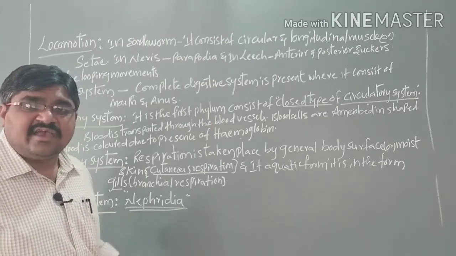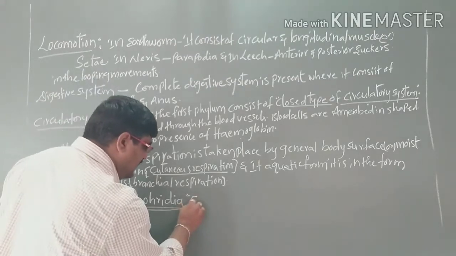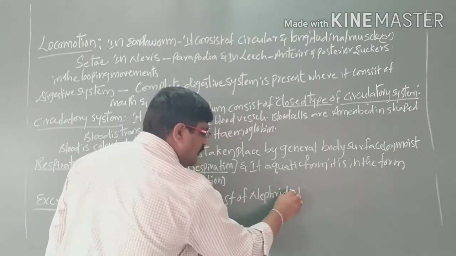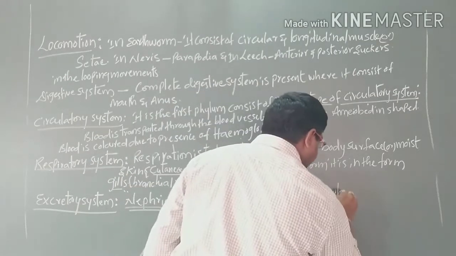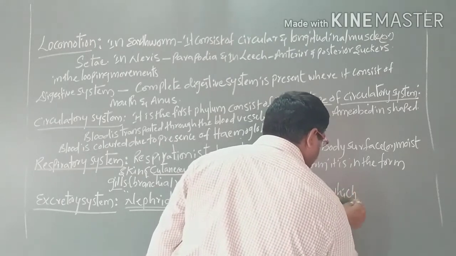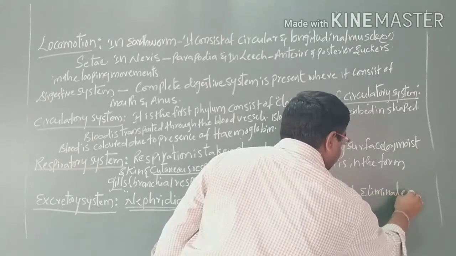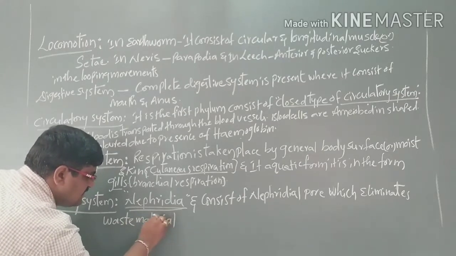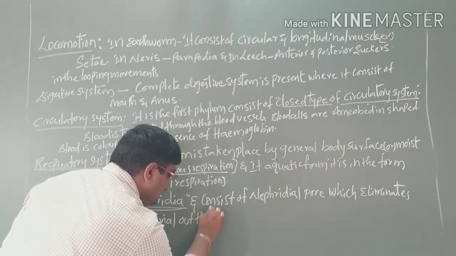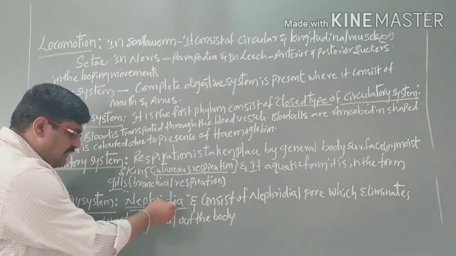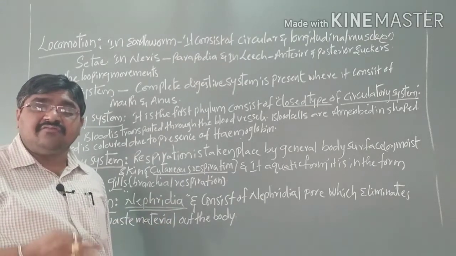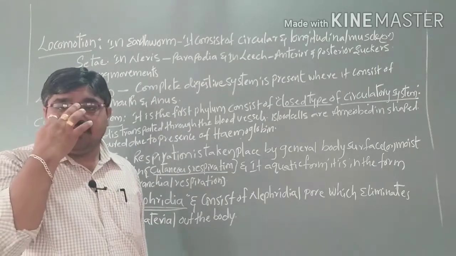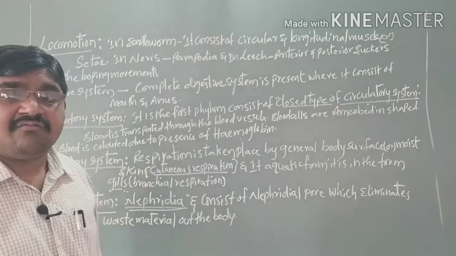Through this nephridial pore, they eliminate the excretory waste materials from the body. The nephridial pore eliminates the waste material outside the body. So the main excretory organs are the nephridia. Through the nephridia they collect the waste material, and through the nephridial pores it is sent outside of the body. Such an excretory system is present in the form of nephridia.